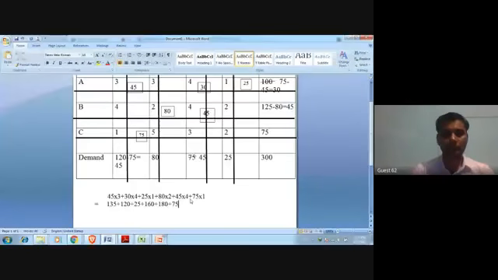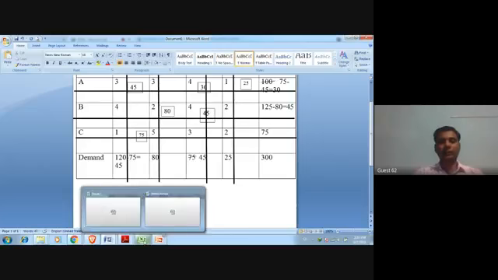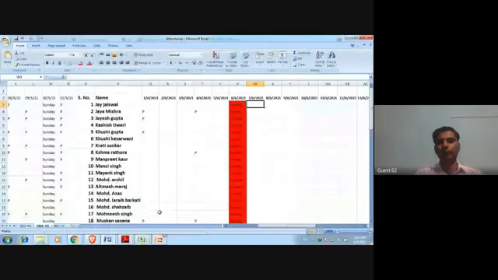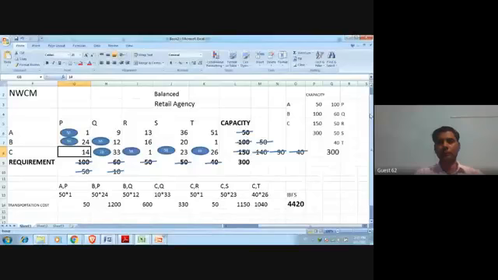Now again we will add all these costs. After adding these costs, how much will it become? 135 plus 120, how much? 255. 255 plus 25, 280. 280 plus 160, that is 440. Okay, if you are not getting this, we can apply this in a formula. Simply we will add here.